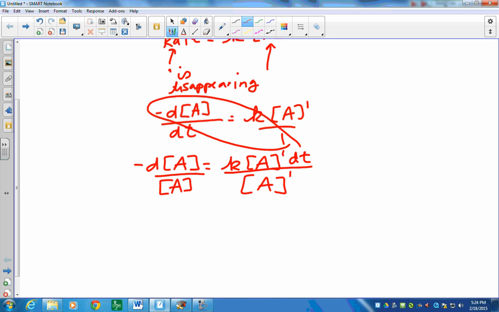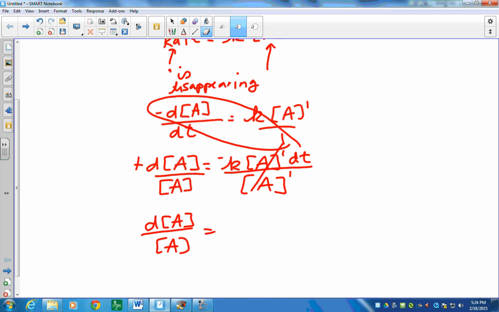And so what I end up with, and I'm actually going to move the negative to the other side just because I want to, you end up with dA over A equals negative k dt. What's the only thing in calculus that undoes a derivative? An antiderivative.